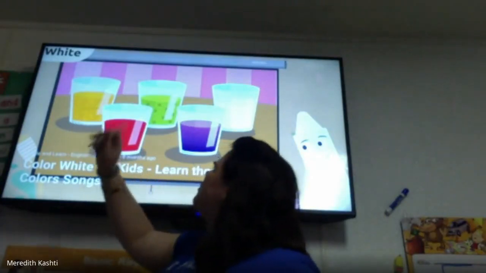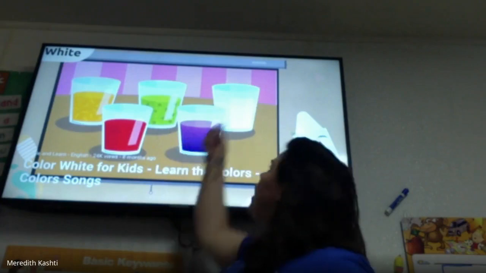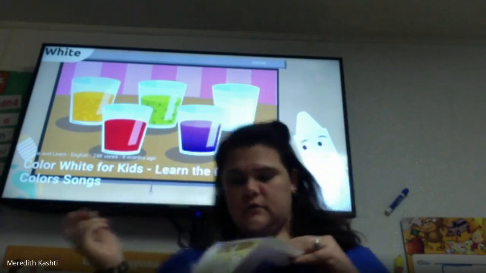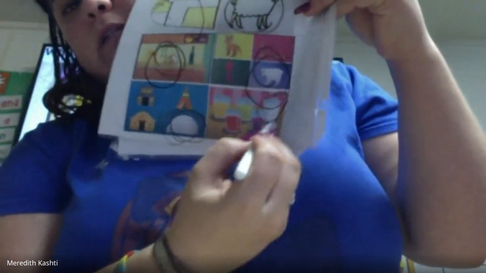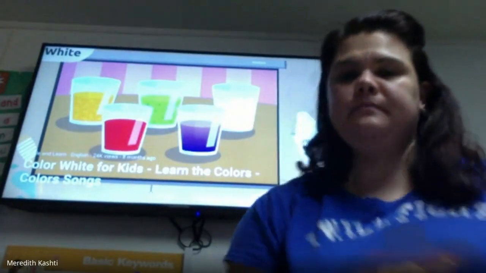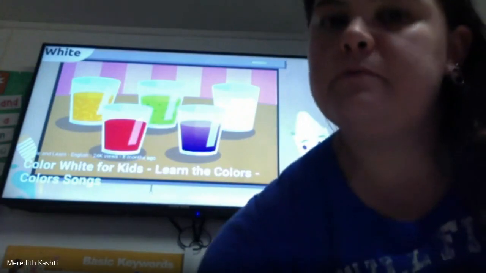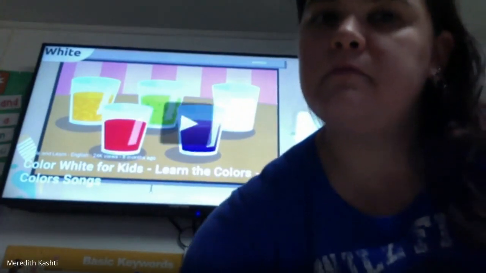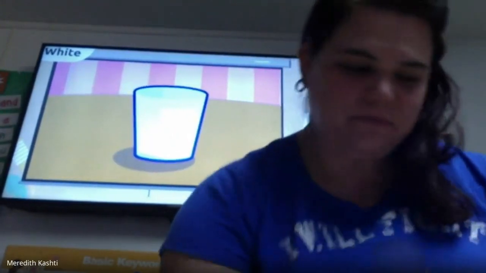We have orange, red, green, purple, white. So we're going to look at our paper and we're going to circle the white. The cup with the white milk. It has the white milk inside of it. The glass of milk is white. Good job. Well done, everyone.